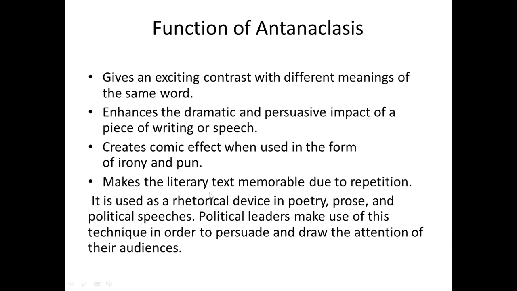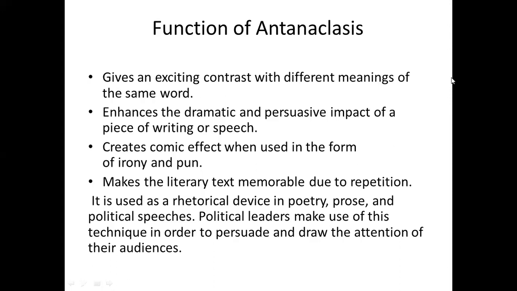Antanaclasis is not a part of a pun. It can be a pun, yeah, but it can also not be a pun. Remember how we said we have partial antanaclasis? Partial antanaclasis is not a pun. That's why I tell you that there is a difference between the two. If it is genus tam, it can still be a pun. But if it is partial antanaclasis, then not really. And we'll explain this later when we get to the pun, so don't worry about that. Okay. So it makes the literary text memorable due to repetition, makes sense.